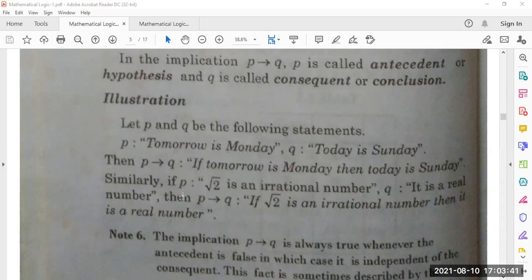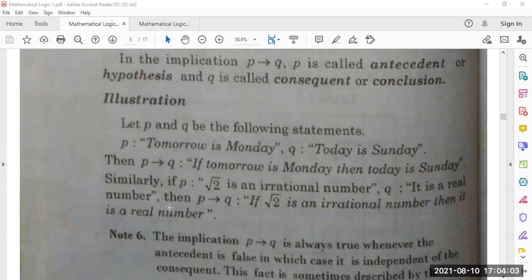today is Sunday. Similarly, if P is root 2 is an irrational number and Q is it is a real number, then P implies Q: if root 2 is an irrational number, then it is a real number. We know that every irrational number and rational number is a real number. So this is the implication.